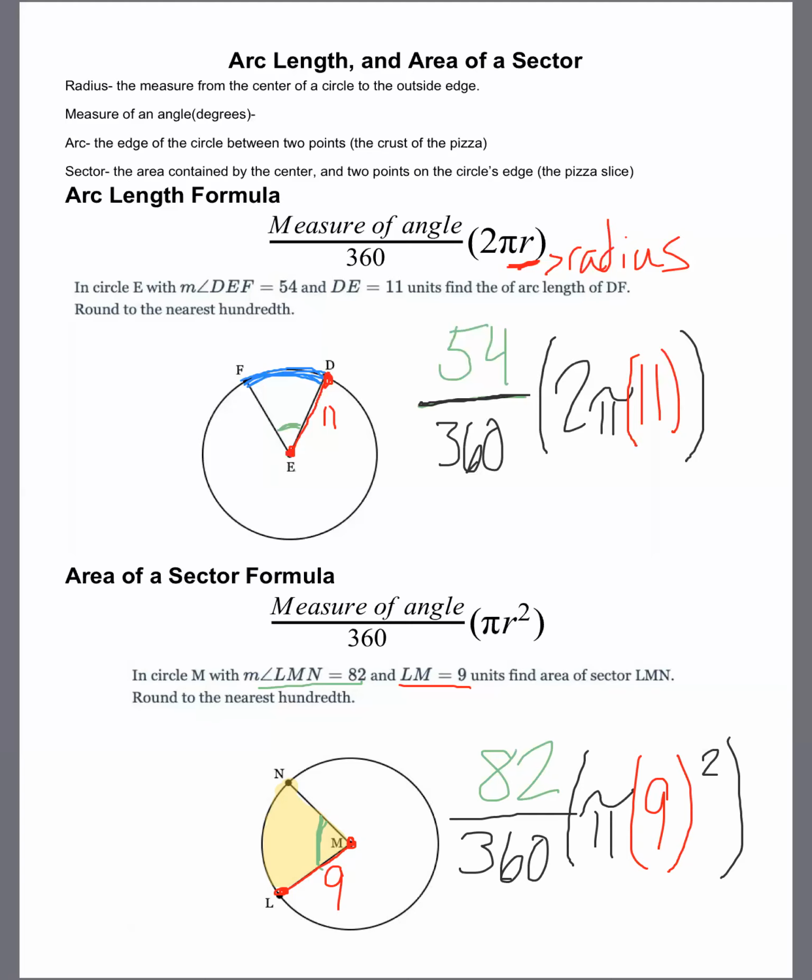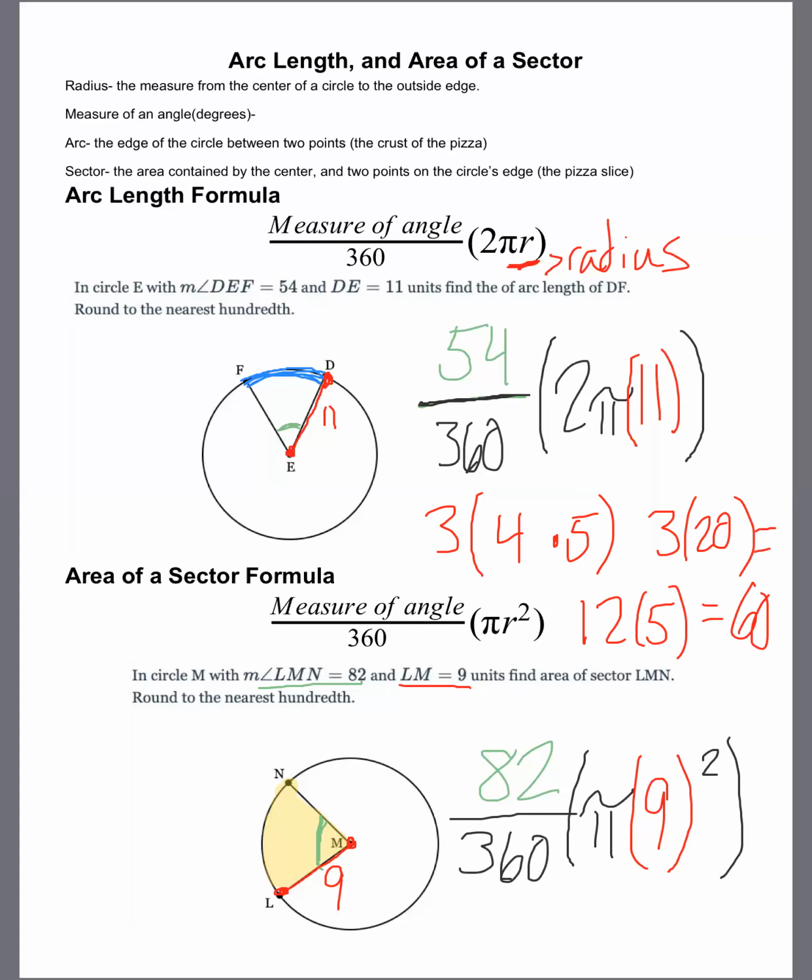Okay. Because if you have 3 times 4 times 5, you could say that's 3 times 20. Or this is the same thing as 3 times 4, which is 12 times 5. Both of these things are 60. With multiplication, order doesn't matter. Okay. Thank you.